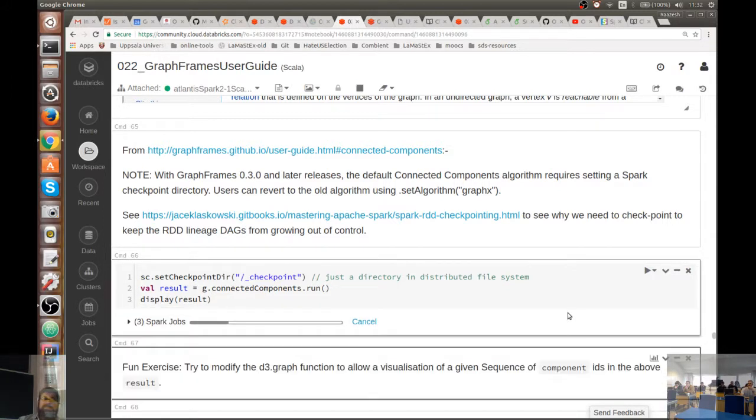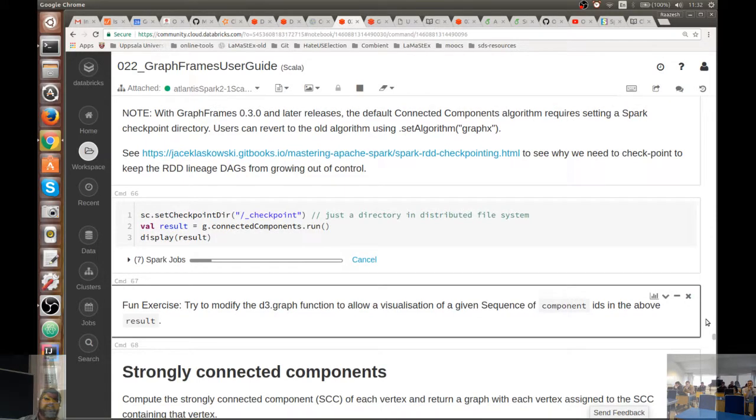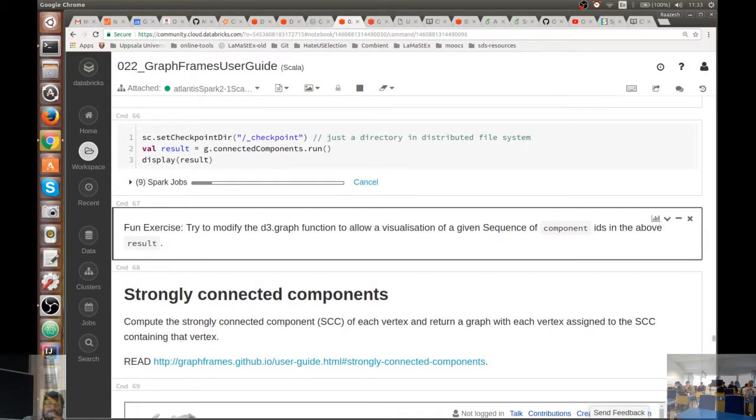So I'm just simply asking for all the connected components of G. Although this is a tiny graph, there's a lot of setup, so it should run faster on a large graph as well. So this will return the connected components.